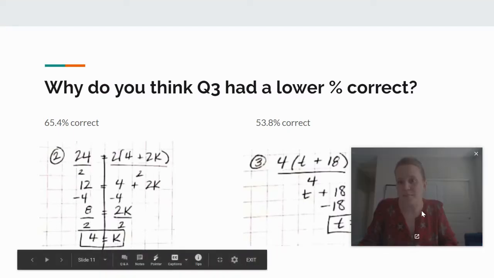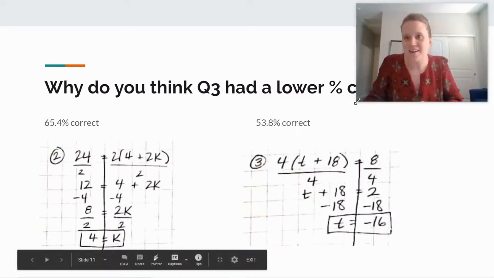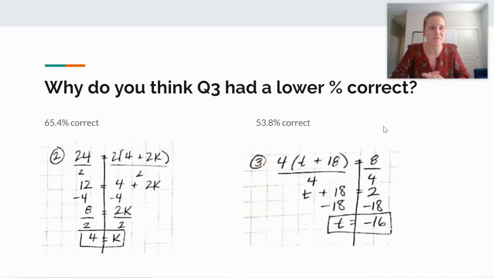All right, so I was taking a look at your work from your independent practice on the 15th, and I want you to take a look at these two questions. This is my work for question 2 and question 3. This is the correct work. There are no mistakes here that I know of. Question 2, 65.4% of us got that question correct. And for question 3, 53.8% of us got that question correct. What do you notice about what is similar and different between these two questions, question 2 and question 3?